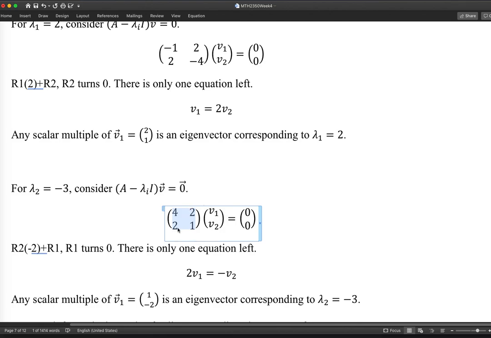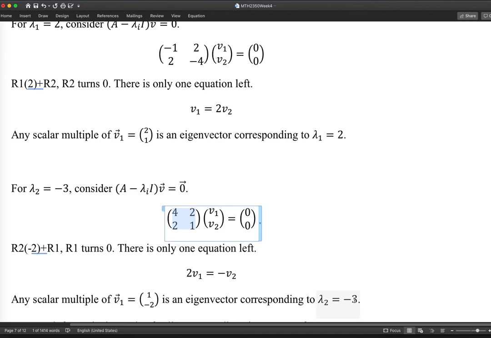So I started from the second equation. So I said that 2v1 is negative v2, right? Because from this line, it simply says 2v1 plus v2 is 0. So 2v1 is negative v2. And then you can make the arrangement. You can say maybe v1 is 1, and then v2 will have to be negative 2. And that is an eigenvector corresponding to lambda equals negative 3.